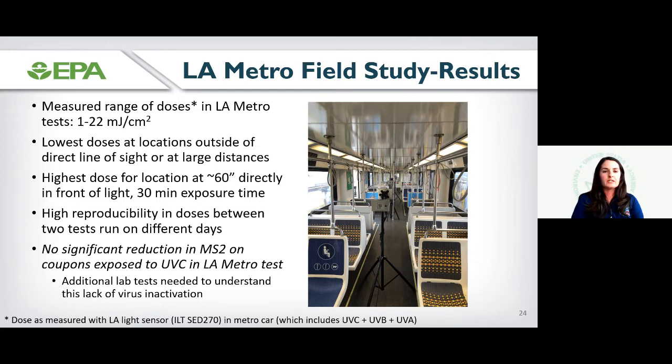But something that was interesting to us and left us a little perplexed at the time was that we really didn't see any significant reduction in the MS2 coupons that were exposed to the UVC light relative to the control coupons that accompanied those test coupons. So again, like I mentioned, we were a little surprised by this, and we decided that we needed to get in the lab and conduct some additional tests to understand this lack of inactivation of MS2.